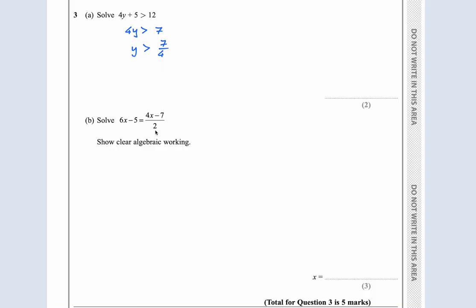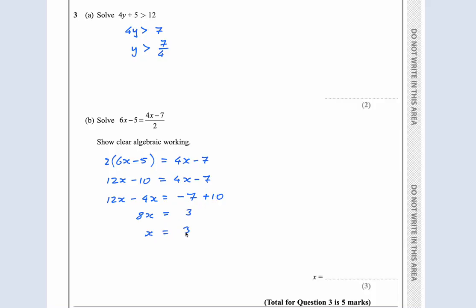Solve this. First step, multiply across by 2. That gets rid of the fraction. 2 times 6x minus 5 equals 4x minus 7. Multiply out: 12x minus 10 equals 4x minus 7. Subtract the 4x, get all the x's on the left and all the numbers on the right. Add the 10. 12 minus 4 is 8, so this is 8x. Minus 7 plus 10 is 3. X is equal to 3/8.